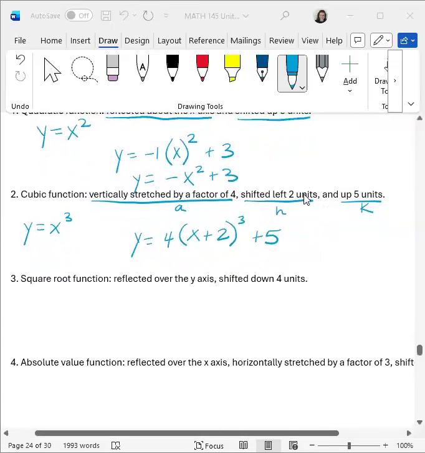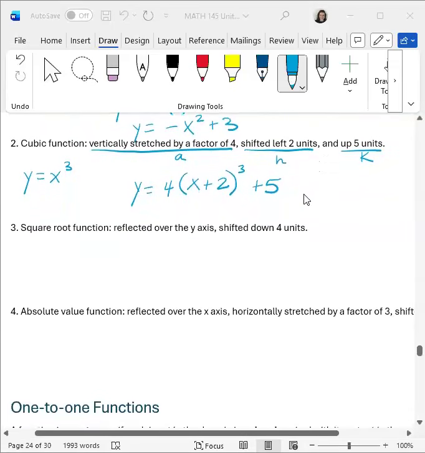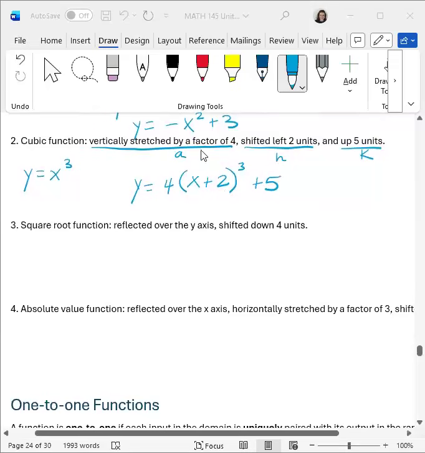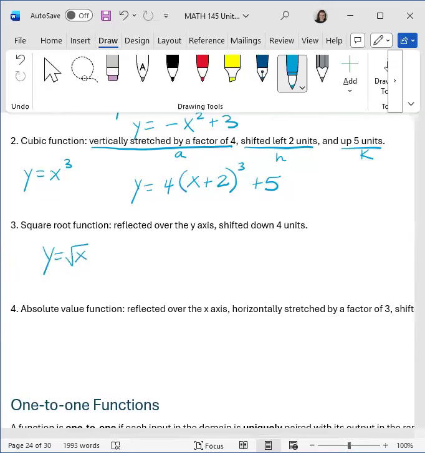Okay, this is a continuation of writing functions for transformations. So the next one is a square root function, which the parent function would look like y equals the square root of x. Looking at the transformations, we're reflecting it over the y axis and shifting it down 4 units.